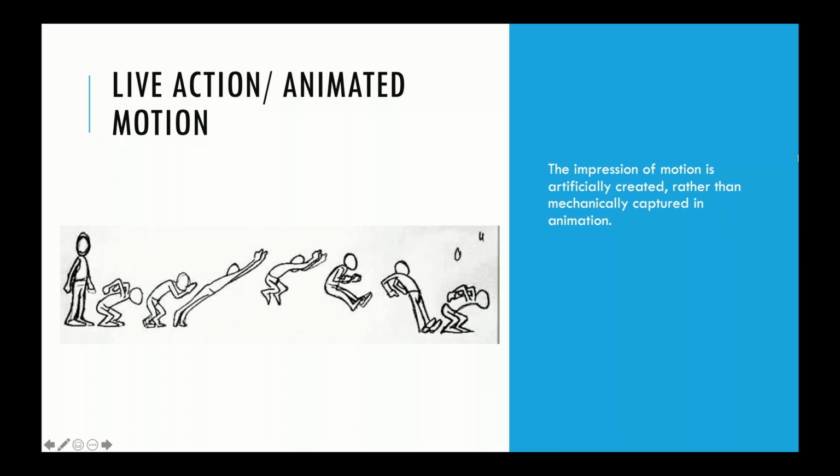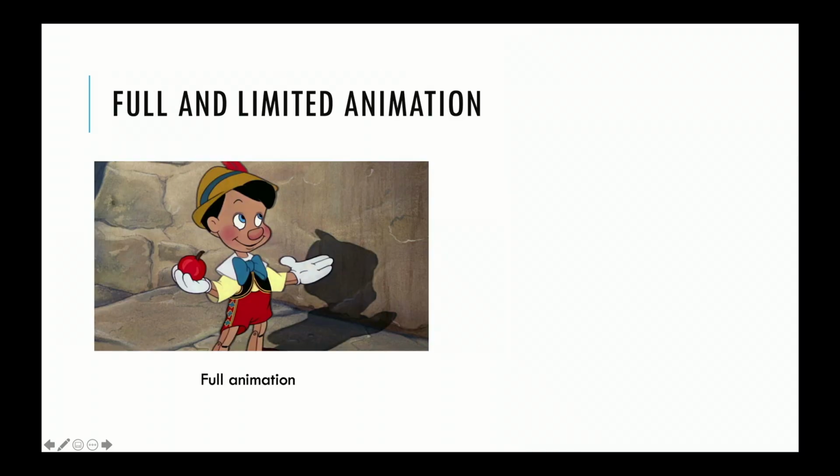While there is a shared language between live-action film and animation, one of the key differences between the two mediums is the fact that the impression of motion is artificially created rather than mechanically captured in animation. As a consequence, certain expressive variables come into play which warrant consideration. With that in mind, let me begin by explaining the difference between full and limited animation.